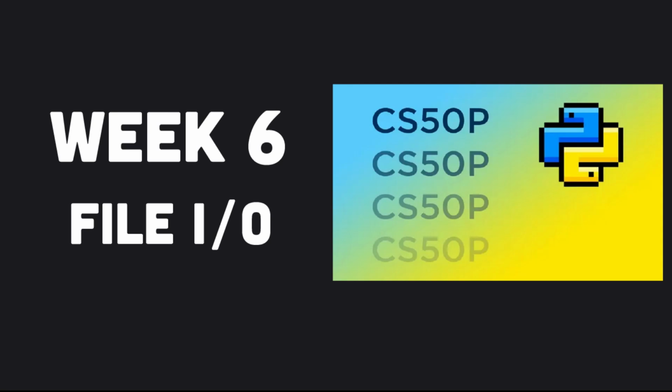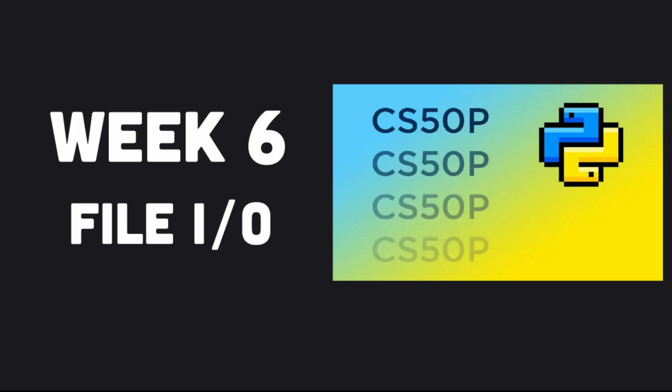In this video, we will talk about Week 6. This week is all about FileIO and CSV files. FileIO stands for input and output. It is how programs read and write data to your hard drive. This is important because it gives your programs persistence. Persistence means your data stays saved even after the program ends.